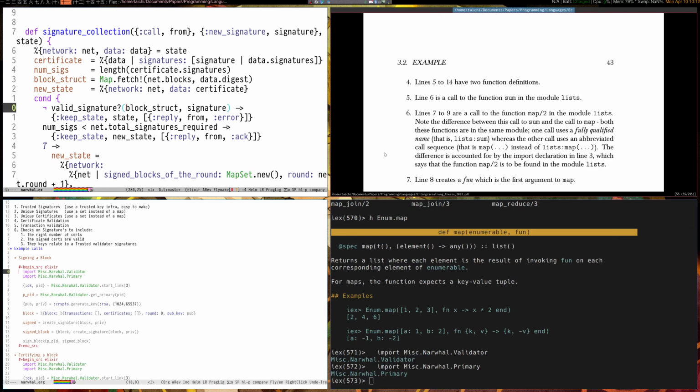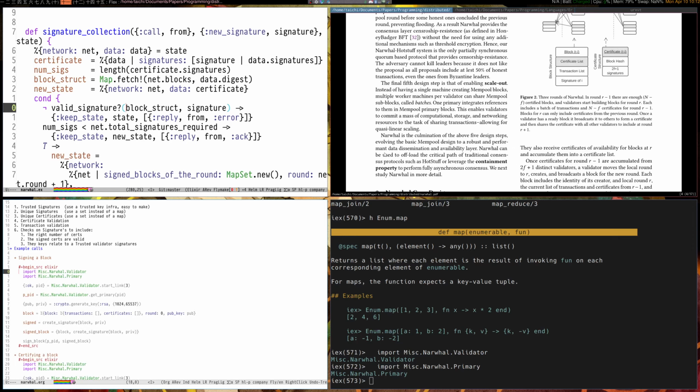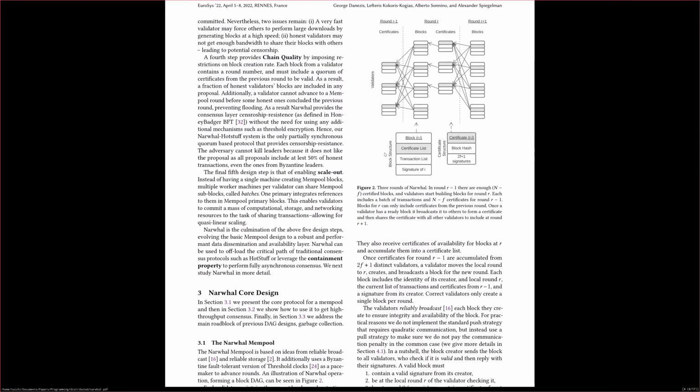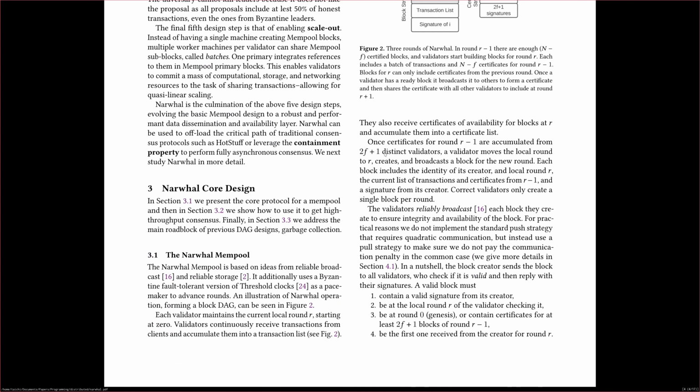I covered some Erlang code. Namely, I was working through the Narwhal mempool paper. Narwhal is a way of forming DAGs, a directed acyclic graph. And it could be used to make things like blockchains or whatever you care about, really. It doesn't have to be a chain. But it's quite nice in that it's set up as follows.